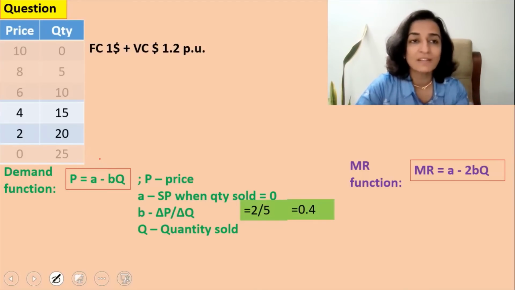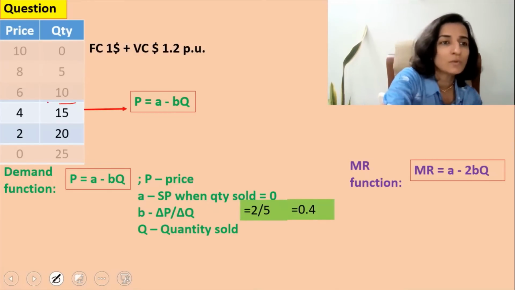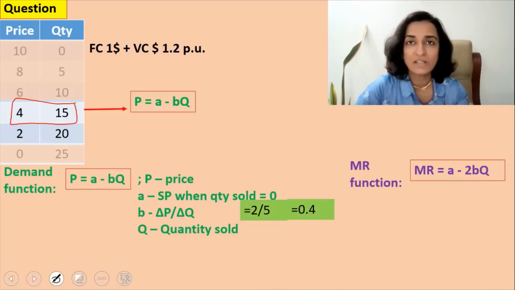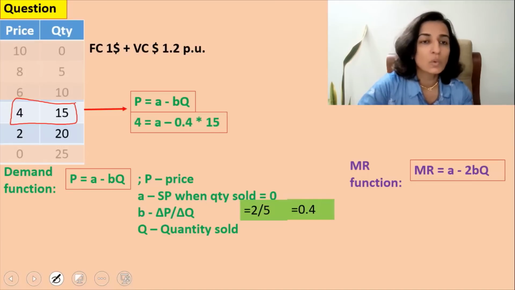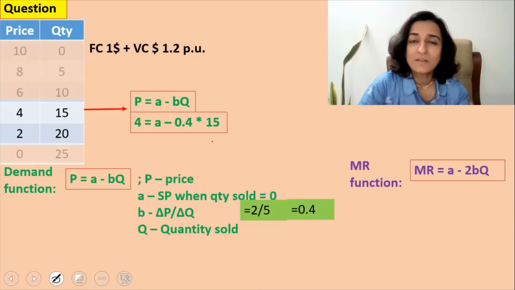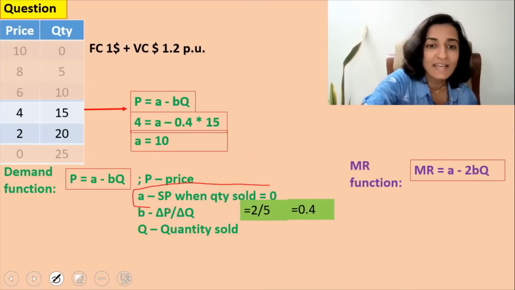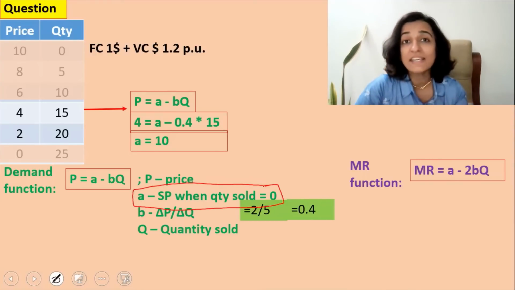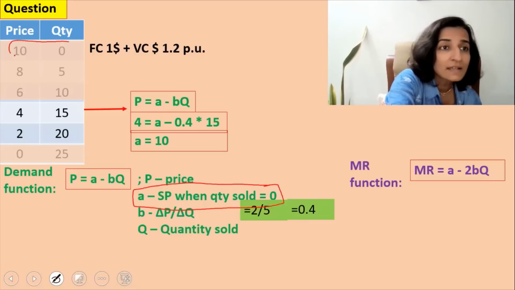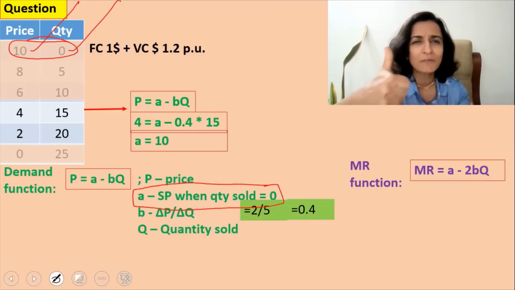Let's start substituting the figures. So the demand equation is P is equal to A minus BQ. So I am going to select this price quantity combination. That is, price is 4 and quantity is 15. So I have substituted the figure, price 4, quantity 15, and B is 0.4. So solving this, we get the value of A as 10. So if you notice here, A is the selling price when quantity sold is equal to 0. See this? The blurred figure, the price when the quantity is 0. So we've got the right answer.